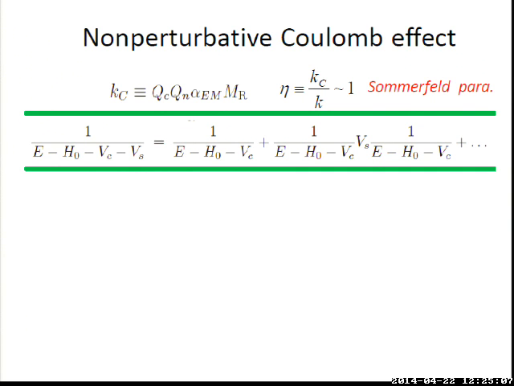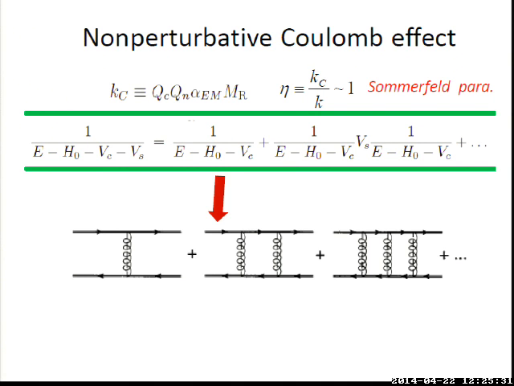What this essentially does is you expand the two-body Green functions in terms of the Coulomb wave functions, rather than the plane wave functions. So here, you treat H0 plus VC, which is a pure Coulomb Hamiltonian, as your leading order Hamiltonian. What this does essentially is sum up all the ladder diagrams.